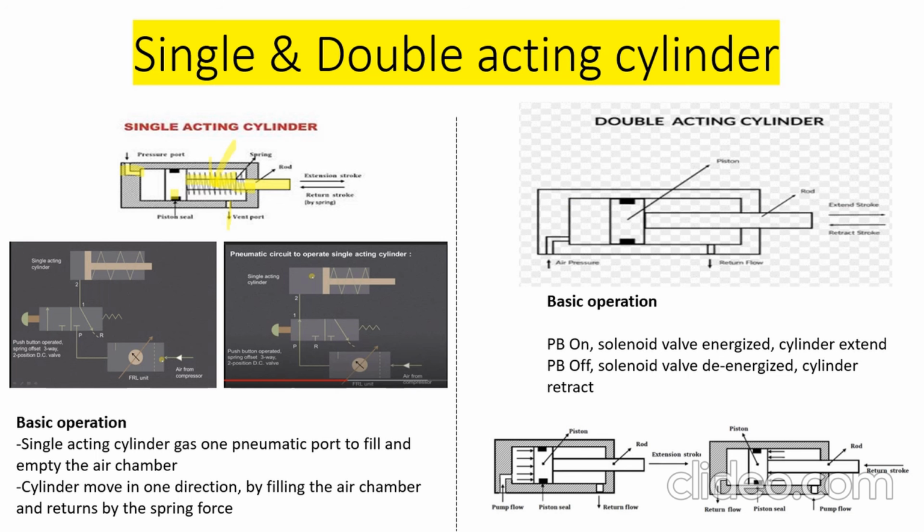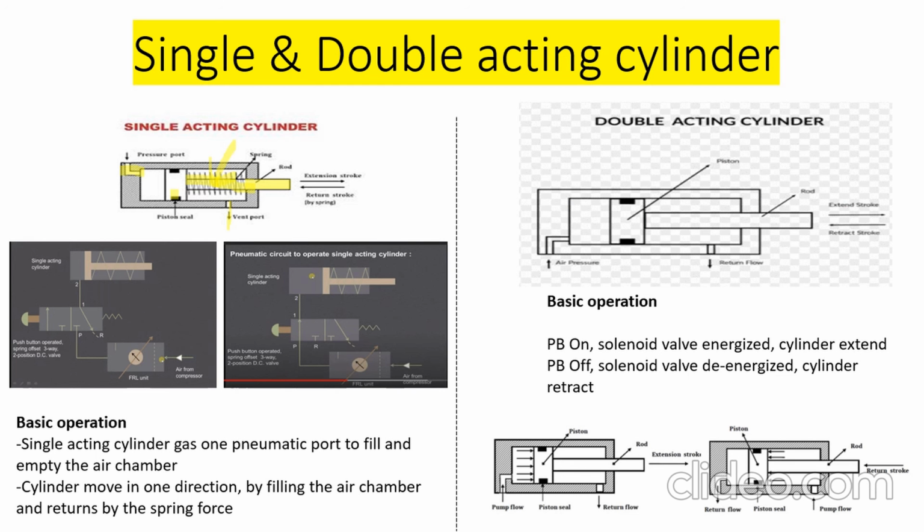So how does the single acting cylinder work? This is the basic operation of a single acting cylinder. Based on the picture above, the single acting cylinder has one pneumatic port to fill and empty the air chamber. The cylinder moves in one direction by filling the air chamber and returns by the spring force.